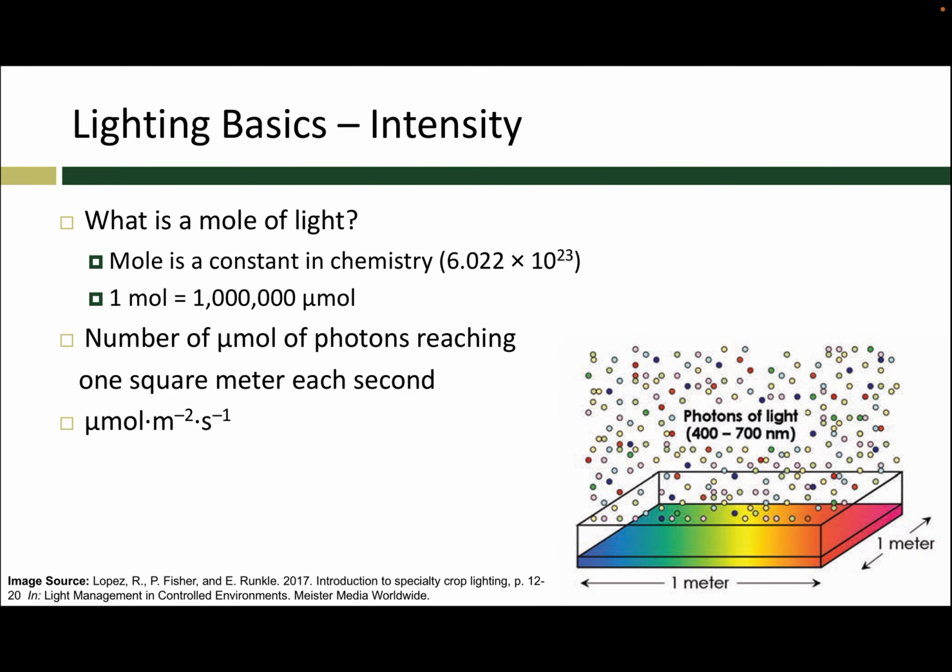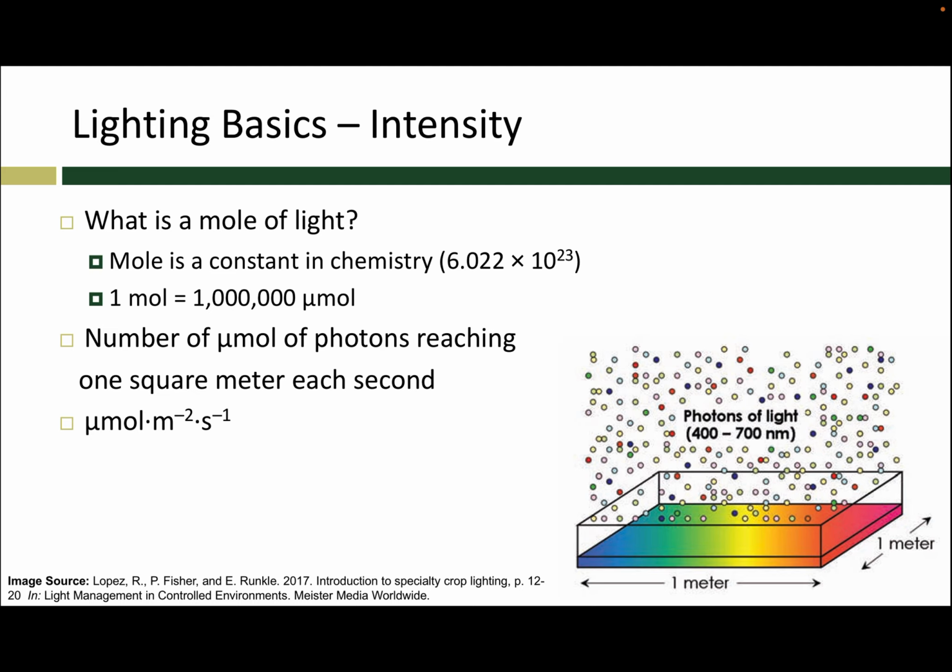To help you wrap your head around this concept, I really like this figure that you'll see here at the bottom right, where you see all these individual photons, and what we're measuring with PPFD is how many of these photons are hitting a square meter every single second, that are again within that wavelength range of 400 to 700 nanometers. We're measuring in moles or micromoles in this case, which you'll probably remember as a constant from chemistry. But again, the important thing to note right now is that this is an instantaneous measurement every second.